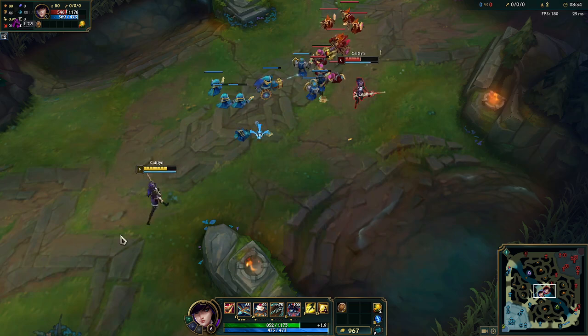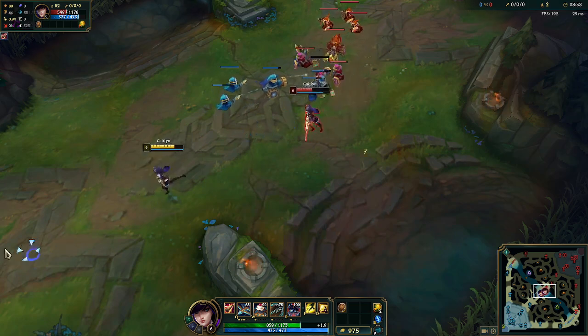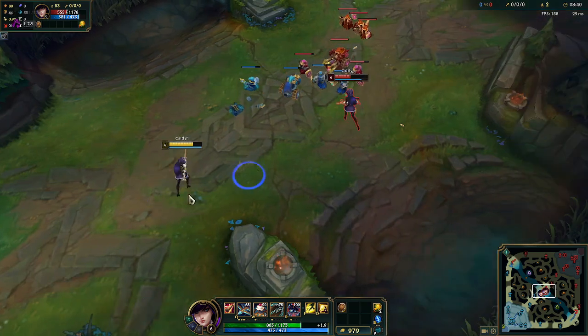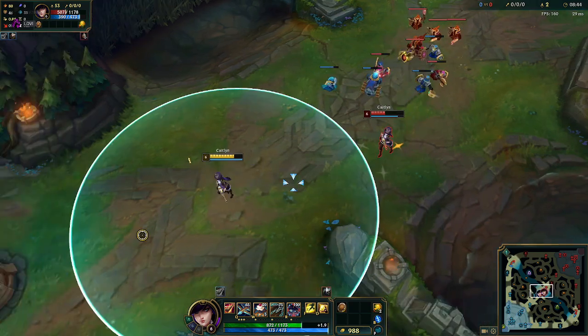And what we're really trying to do with spacing is to make our movement pattern as hard to read as possible. Because making the movement pattern hard to read, on top of being able to read the enemy movement pattern, is going to allow us to get free auto attacks, right?